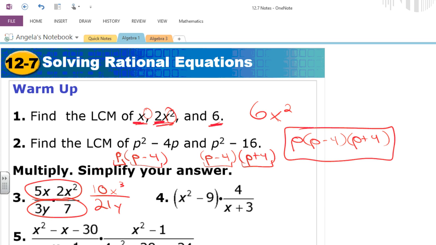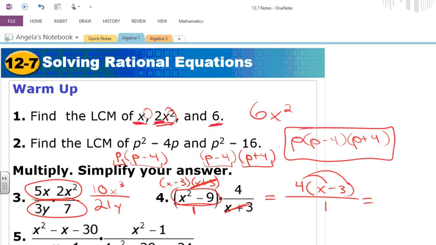All right, this next one, we can write over 1, remember? And I'm actually going to factor this first, and it's a perfect square binomial. Or the difference of 2 squares, I guess, or say it that way. So now that I factor it, I can cancel these, and I get 4 times x minus 3 over 1. And I don't need the 1, and I can distribute this, so I get 4x minus 12. And that's my answer.